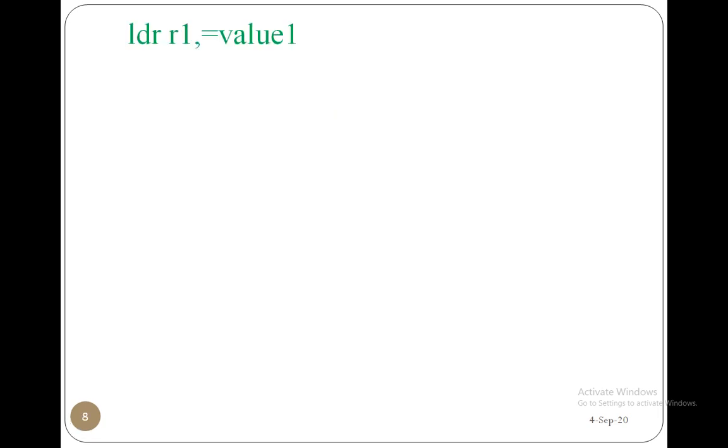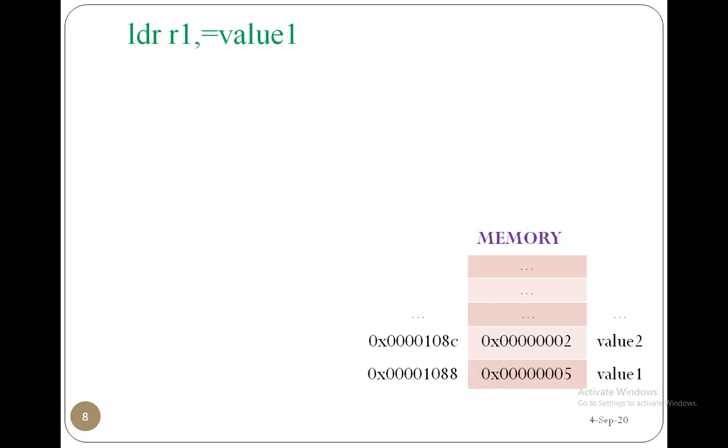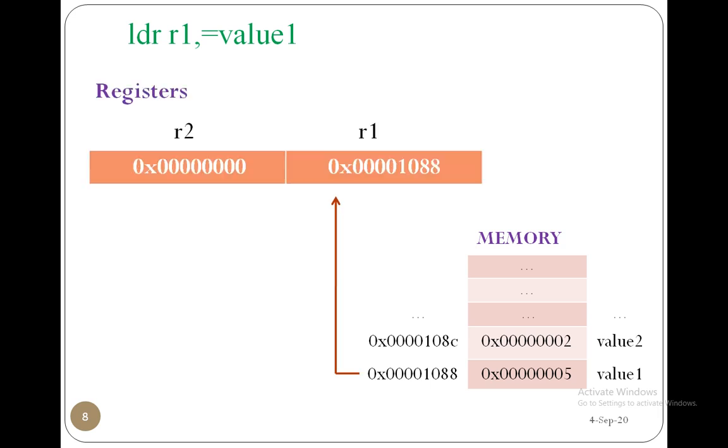So now first of all I am writing LDR R1 comma equal to value 1. LDR R1 comma equal to value 1 means the address of value 1 is stored into the R1 register. Let us consider value 1 is 5, stored at the 88 address. Now the R1 register must have 88. That 88 is going to be stored into the R1 register after this instruction.